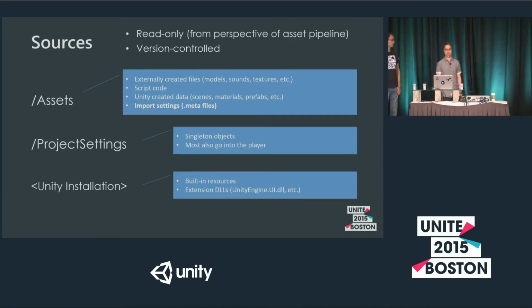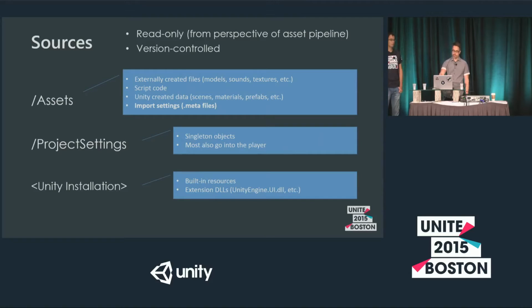Everything starts with the sources, the assets and the general artifacts that you create inside and outside of Unity. To the import pipeline, this is all immutable data. As part of importing, we must not modify that. And this is what you put in version control and share with the team members.